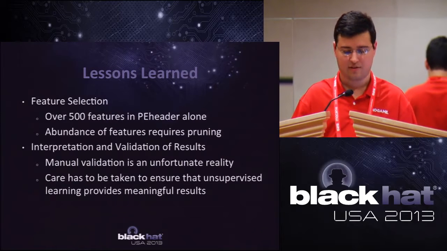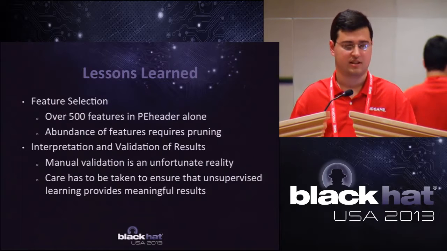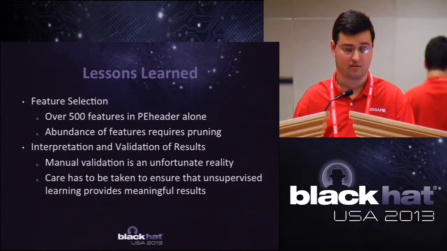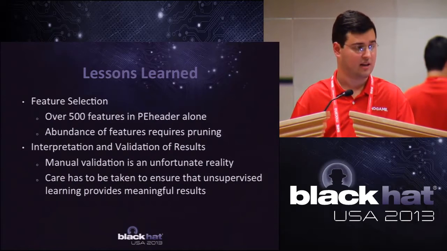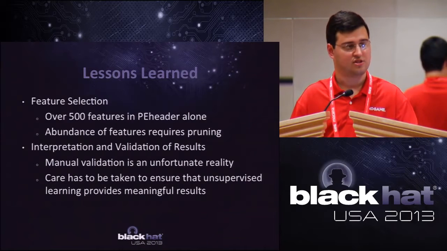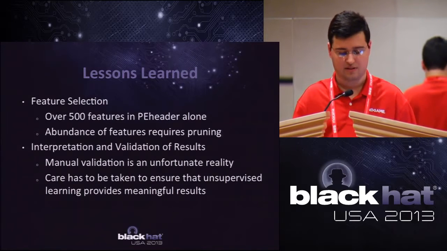So a few lessons learned that we've had from developing these models. Feature selection, as I said, is definitely a rabbit hole. We found way over 500 features in the PE header alone. We're developing more constantly, and a lot of the work that we are doing now that we've got this embarrassment of malware data, we're slowly winnowing it down and focusing solely on the high value, high gain information that we have. The abundance of features, as I said, definitely requires pruning.